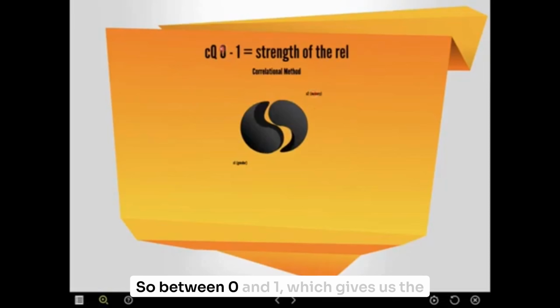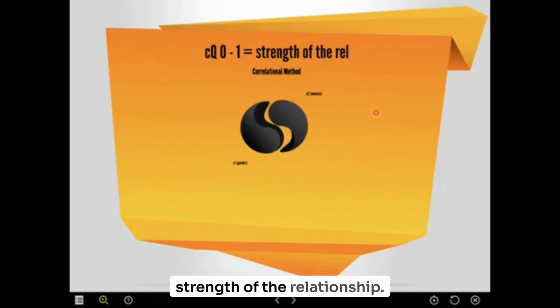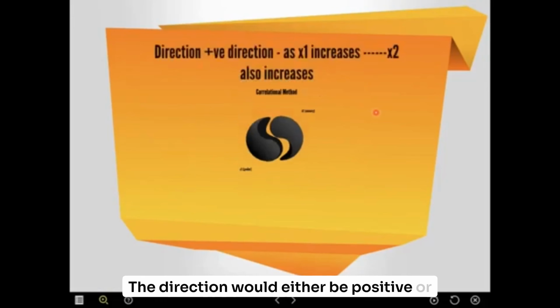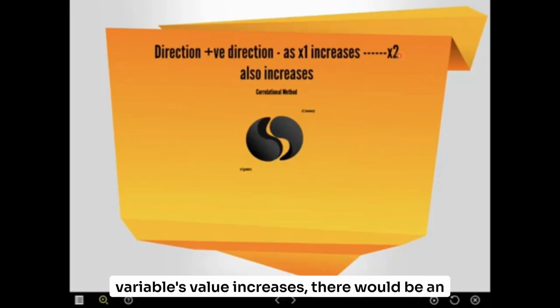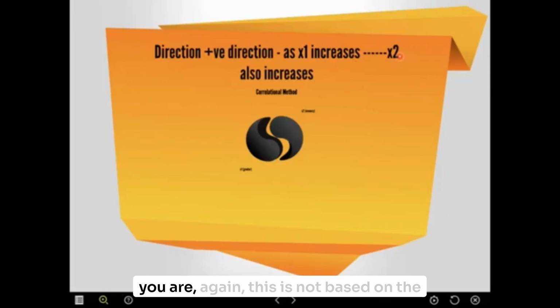So between 0 and 1, which gives us the strength of the relationship. The direction would either be positive or negative. If there is a positive direction, irrespective of the number, positive direction suggests that as one variable's value increases, there would be an increase in another variable's value as well. For example, if you're looking at the relationship between caffeine and how active you are, again, this is not based on the actual experiment, but let's use our common sense to find a positive relationship, because the more caffeine you take, the more active you are.